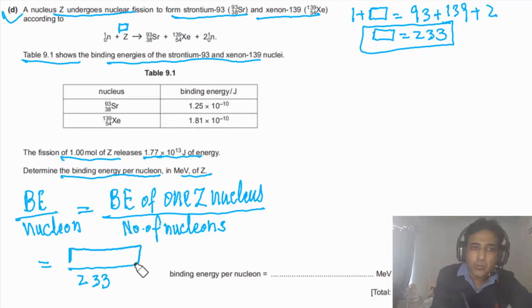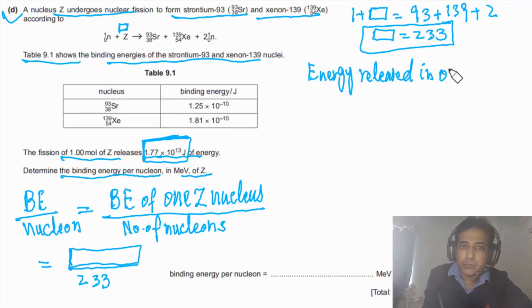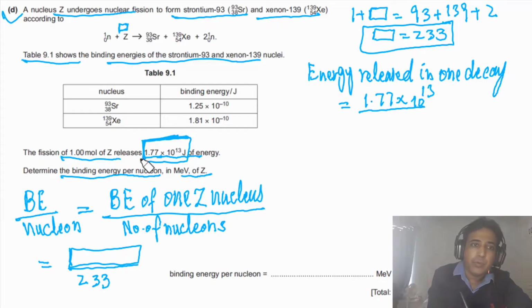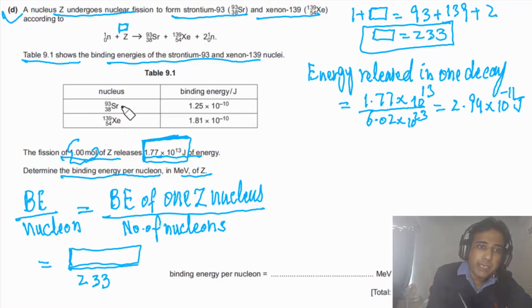Now we need the binding energy of one Z nucleus, but this energy is given to us for 1 mole. This is the energy released in 1 mole. The energy released when 1 nucleus decays we can find by dividing 1.77 times 10^13 by the number of nuclei of Z, which is one Avogadro's number because this is 1 mole. So we divide by 6.02 times 10^23, and we get 2.94 times 10^-11 joules. So this much energy is released when 1 nucleus of Z decays. And for this question, we have the binding energy of the nucleus.